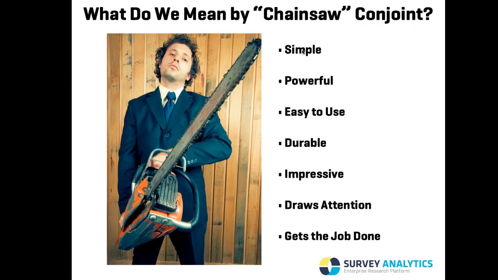So what do we mean by chainsaw conjoint? Now, this is a phrase that started off in our office from one of the product managers, and he was talking about something that in a previous company, a term that somebody had used, chainsaw math. And what we're trying to say here is that we see that our conjoint tool is really a simple, easy-to-use tool. It's powerful, it's durable, you can keep using it. We think it's impressive, and it gets the job done.